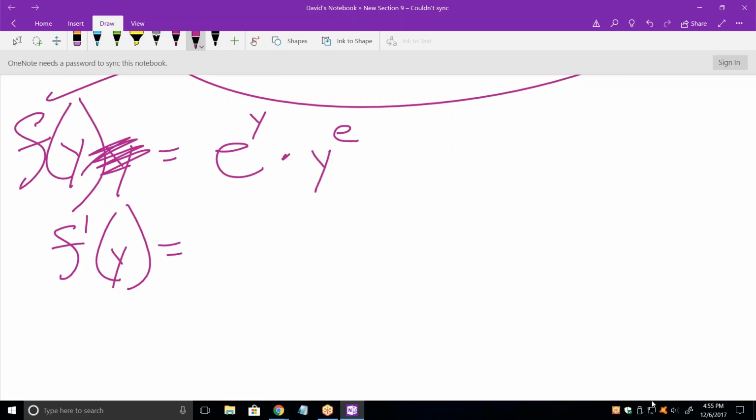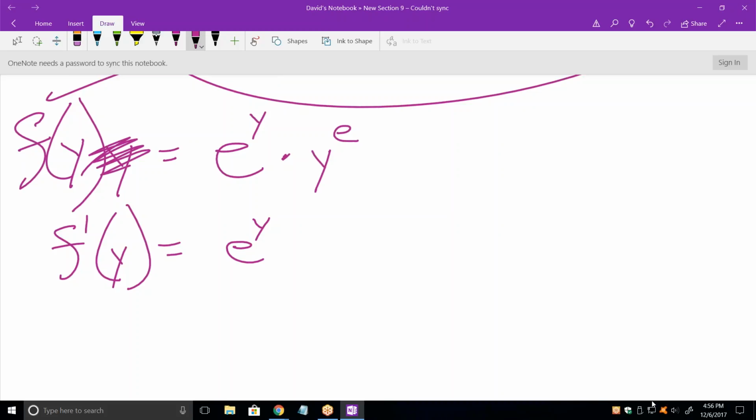What do we have to use? Product rule. Okay. So we have e to the y times y to the e. How would you do that? I don't know which way you're doing it.